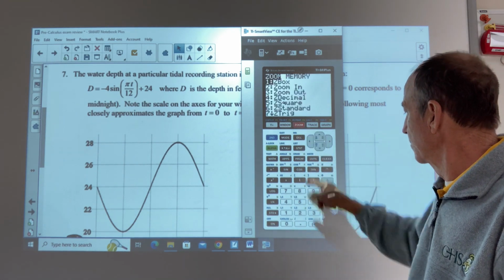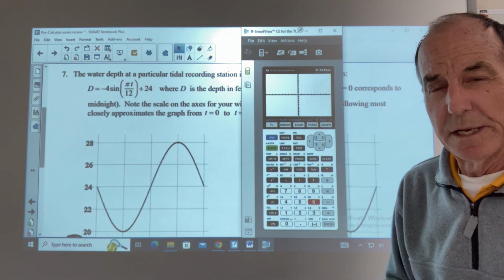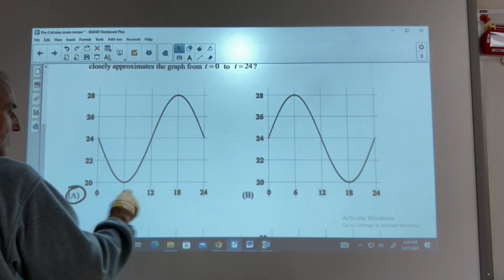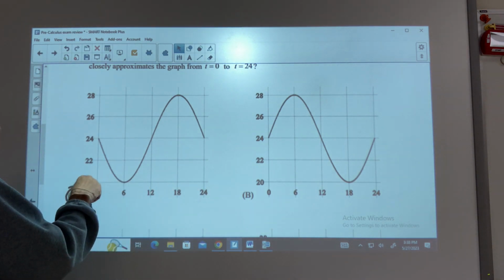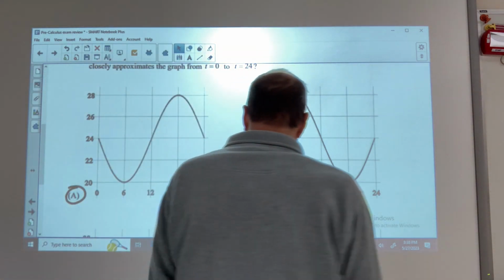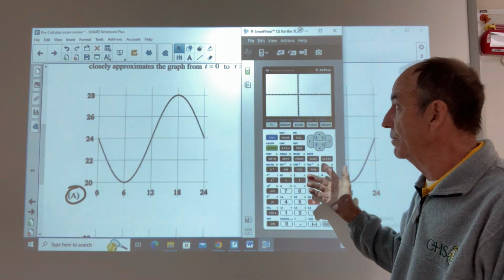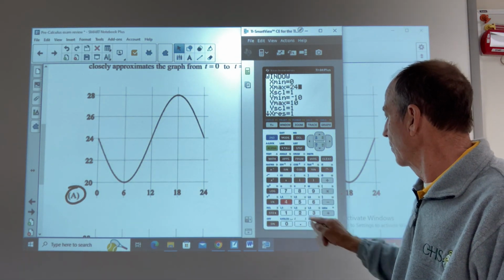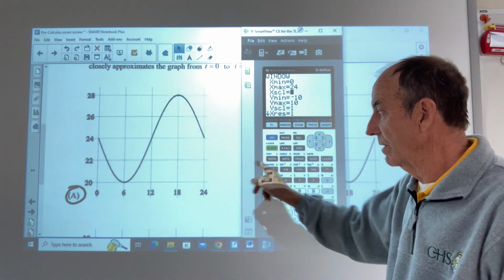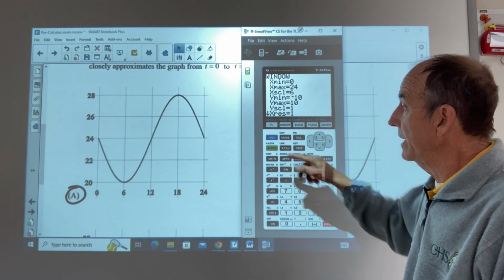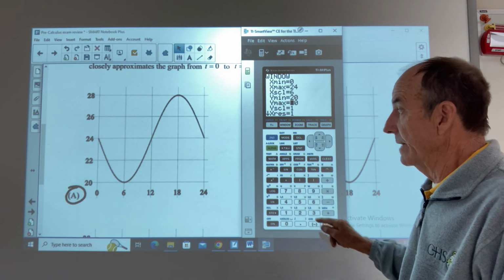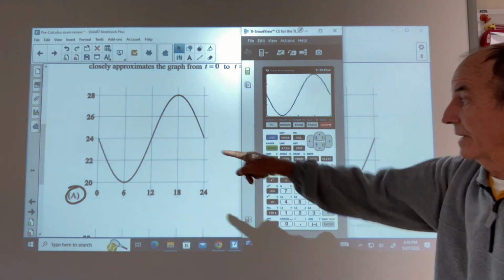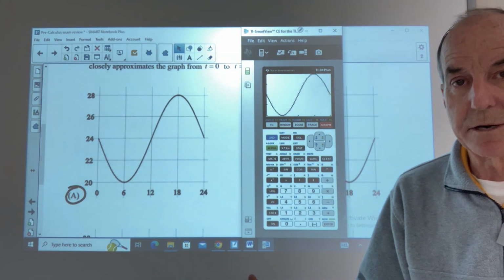Now, in the standard window, this is what I see, zoom 6, I don't see it. So I need to be conscious that the window here in all of these is running from 0 to 24 by 6s and 20 to 28 by 2s. So if I adjust my window to match that, then I'll see the right picture. So the window is running from 0 to 24, and the scale is every 6, 12, 18, okay, 6. And the min is 20, and the max is 28, and the scale there is every 2. Here's the graph, and now you see that picture. Okay, so it can be done with the calculator if you wanted to.